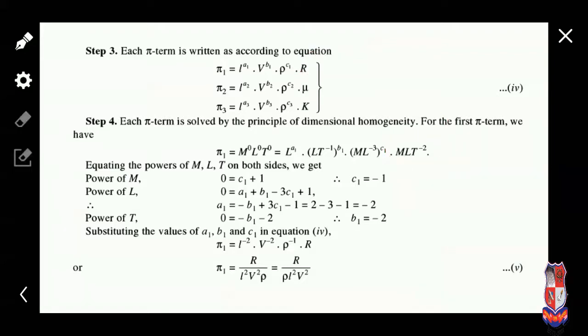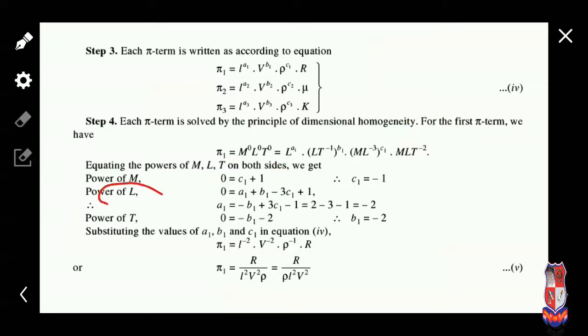Now also write the arbitrary power of each variable respectively as mentioned in the slide. Now we have to compare the MLT powers on the left and right sides of the equation. First, compare the power of M on the left and right sides. The left side has no MLTs, so the power of M is zero. On the right side, the power of M is C1 plus 1.